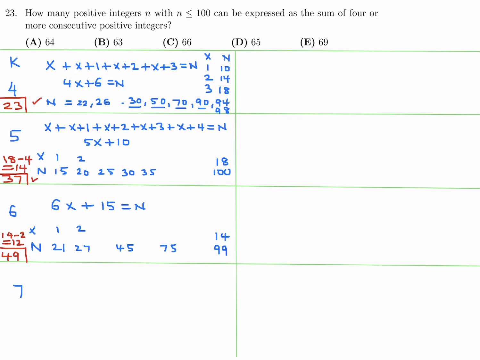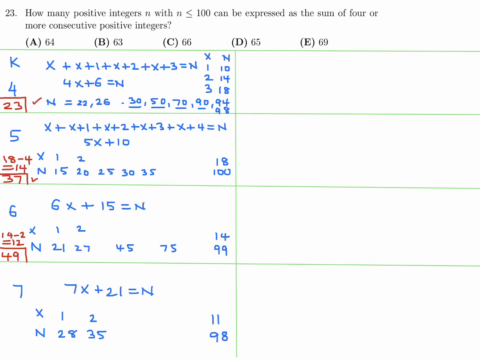Now we get into 7 consecutive numbers, and that sum is 7x plus 21 is equal to n. In a very similar way, you make your list. When it's 1, it would be 28. When it's 2, it would be 35, I should say, and then so on. So we get all the way up, this time to 98, and that happens when x is 11. So obviously there's 11 numbers here.